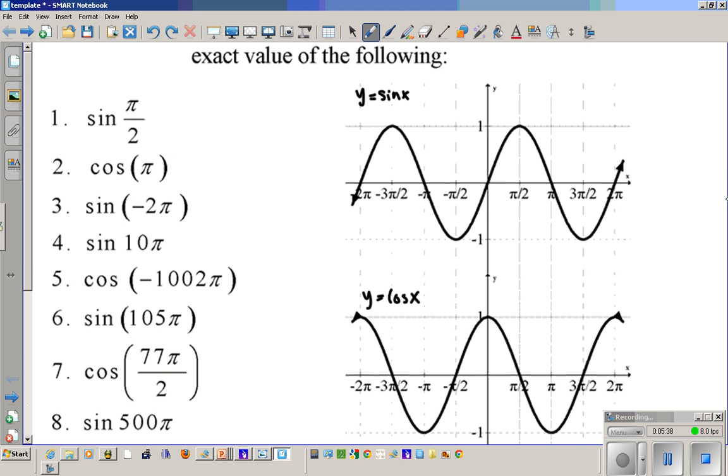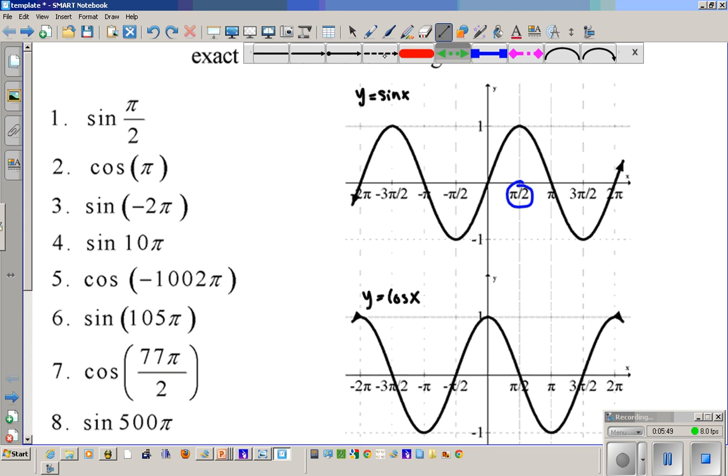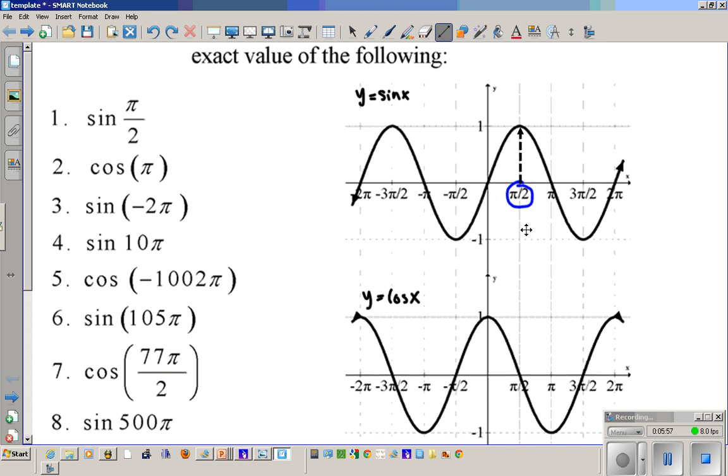So the number we're starting on the x-axis is pi over 2. So we're going to start from pi over 2. Pi over 2 to the graph to the y. So if I start from pi over 2, I go to the graph. Boom, straight there. If I went down, I won't hit the graph. So you either go up or down, right? If I went down, there's no graph here, so that's why I'm going up. And then straight to my y-axis. And my answer is 1. So sine of pi over 2 equals 1.